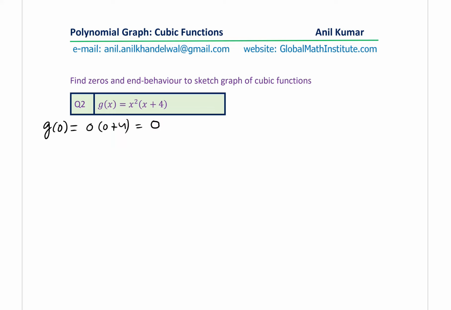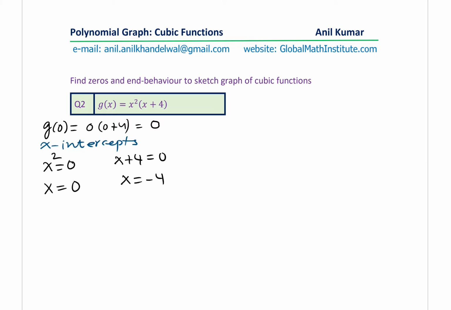Now, let us find the x-intercepts. X-intercepts will be when each factor is 0. So x squared equals 0, and the second one is x plus 4 equals 0. So the first one gives you x equals 0, the other one gives you x equals minus 4. We have two x-intercepts. These are also called the zeros.